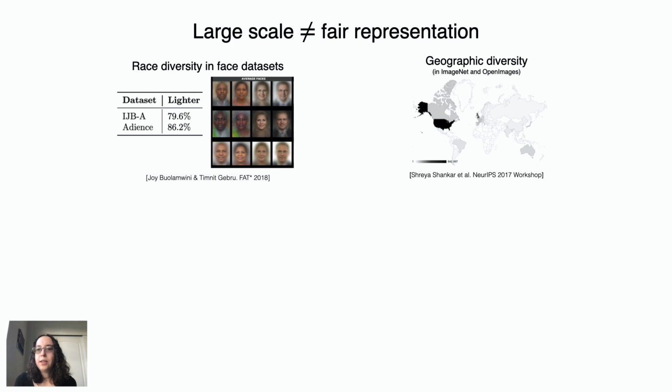So in 2017, Shankar and others observed the lack of geographic diversity, and this is now run on ImageNet and Open Images datasets. As you can see from the map, the photos that were included came primarily from the US, with some also from Canada, from Australia, from Europe, but many countries and even entire continents are barely or almost not at all represented in the data.